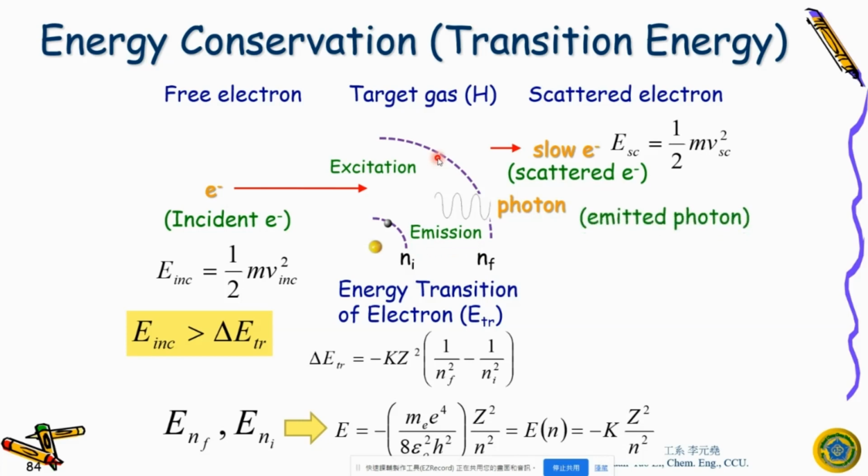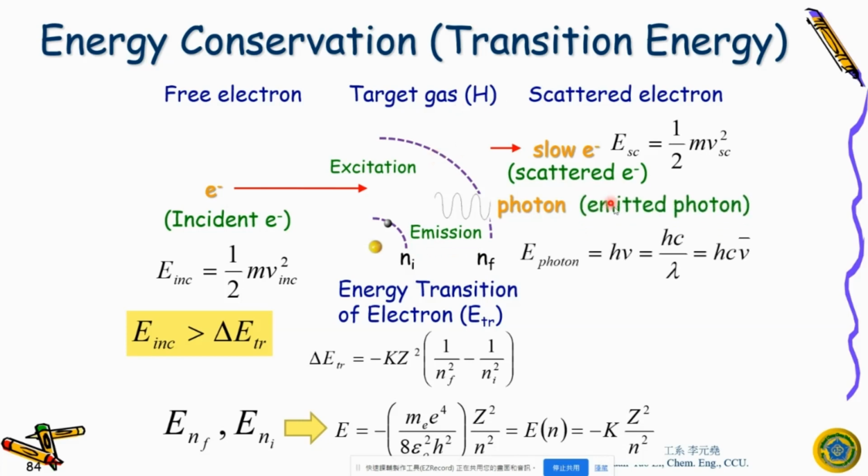Okay. And this emitted photon will be like this. We understand that the energy of the photon is this, right? Energy of the photon equals hv, which we just introduced to you. So this one needs to be equal to this one. Am I right?